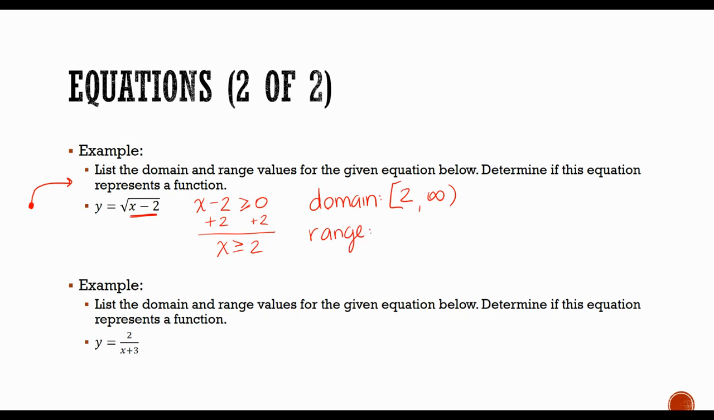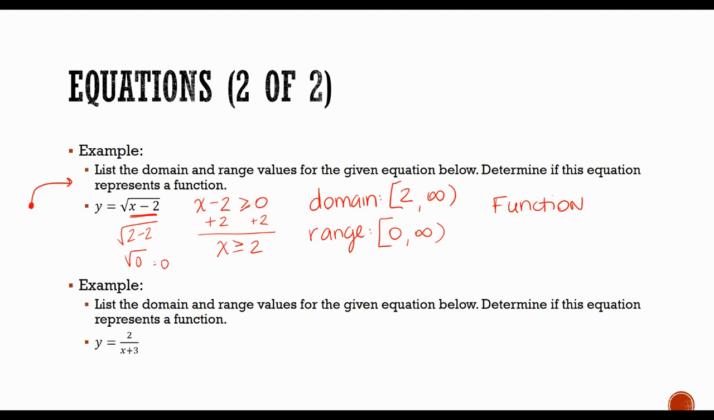Now, if they ask you for a range, you can plug in your smallest value, so in this case, the 2: the square root of 2 minus 2, square root of 0. That means our answer is going to be 0 up to positive infinity. Those are the types of outputs we can expect. Positive answers coming out. And looking at our little graph over here on the left-hand side, this is a function. This is a function graph. We can scroll through it with a bunch of vertical lines, and we only touch it at one spot at a time.